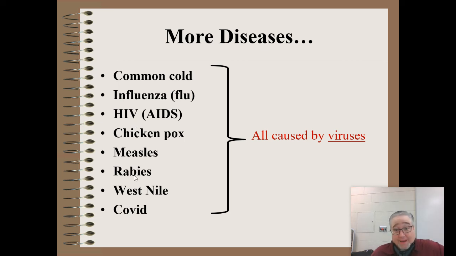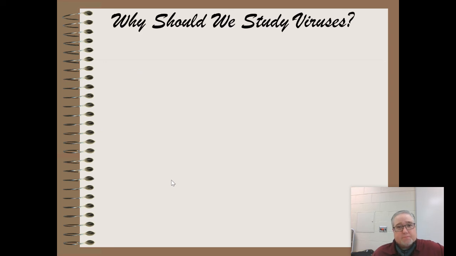Chickenpox, measles, rabies, which is passed from infected animals. West Nile virus, this is passed by mosquitoes. And then finally, the one that we've been dealing with for the last year and a half, which is COVID or the coronavirus. So these are all viral diseases, and they all operate similarly, and we'll talk about some differences between some of these in a few minutes.